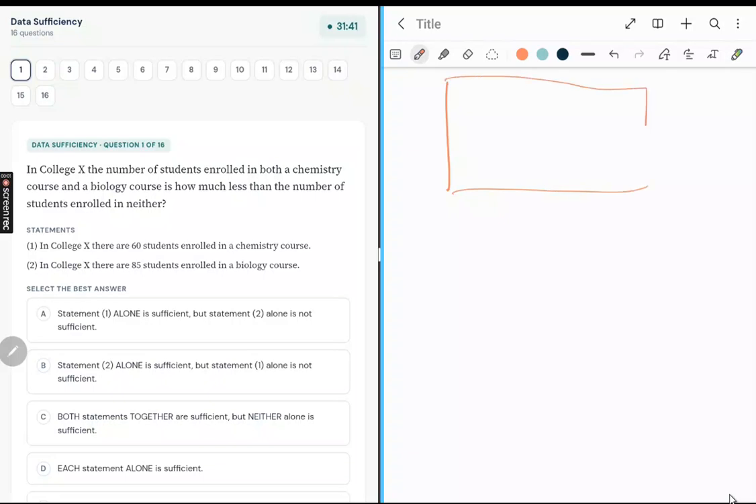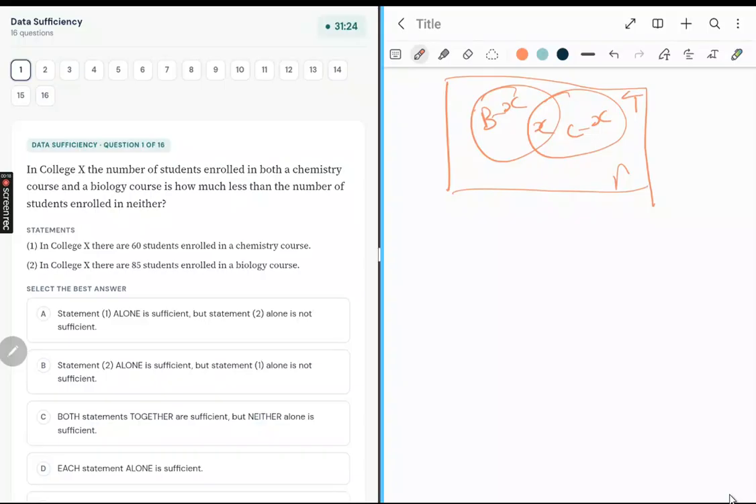Diagram. Venn diagram is like this, and we have different components. We have like B minus S, C minus S, neither. We also have total. You see, we have different variables.